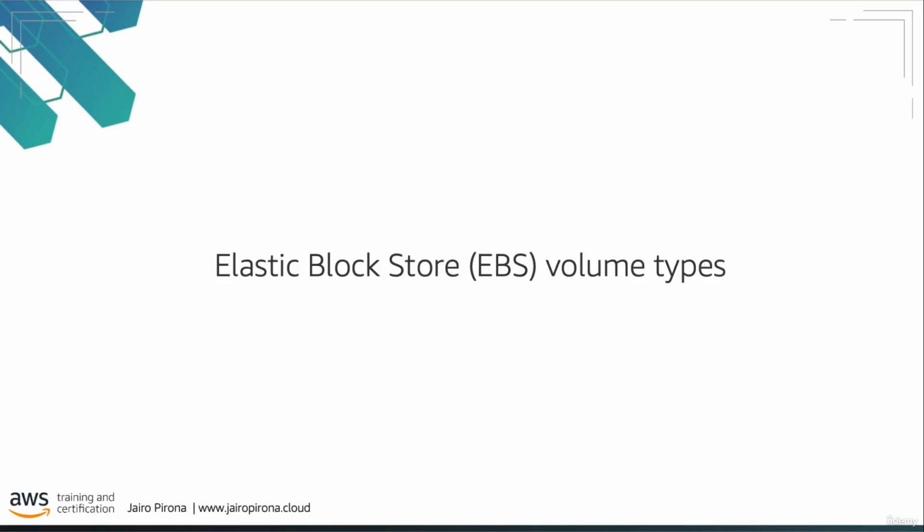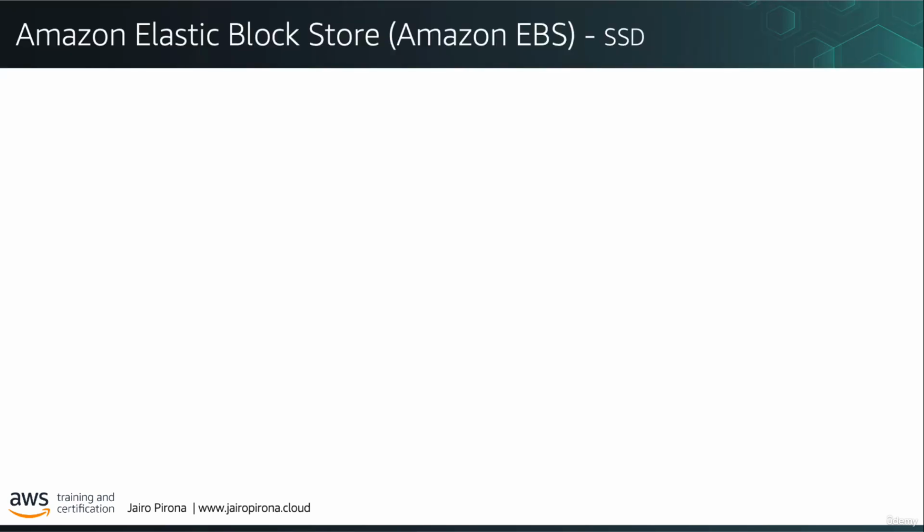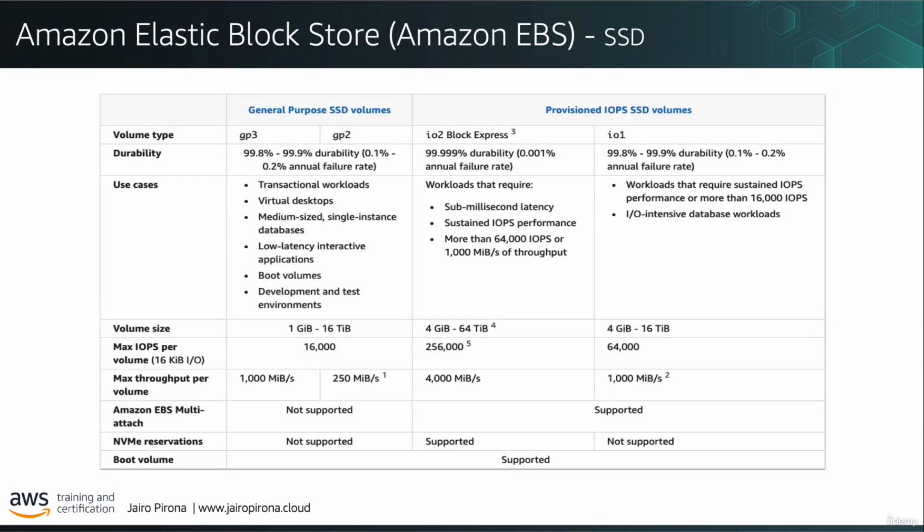Amazon EBS provides volume types that differ in performance and price so you can tailor storage performance and cost to the needs of your applications. These types of volumes fall into two main categories: SSD-backed storage and hard disk-backed storage, that is, spinning platter storage. Let's first look at information about SSD-backed storage.